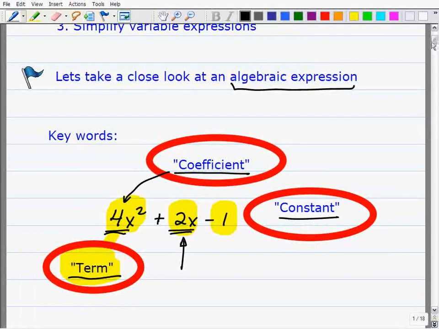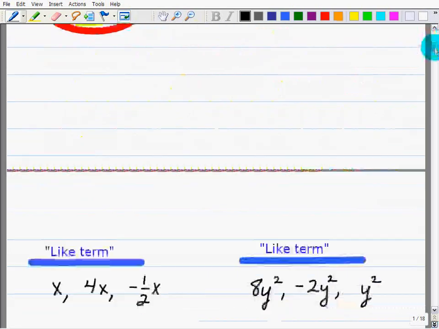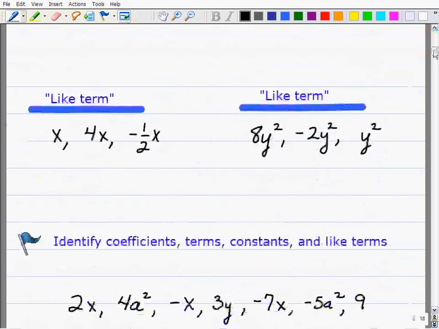All right, so let's go down. Let's take a look at something called like terms. We talked about what a term is. It's a number, for example, multiplied by a variable. So that's a term. So what's a like term? Well, here I have some terms listed, and I'm saying these are like terms. So why don't you take a second here and see if we can identify the pattern.